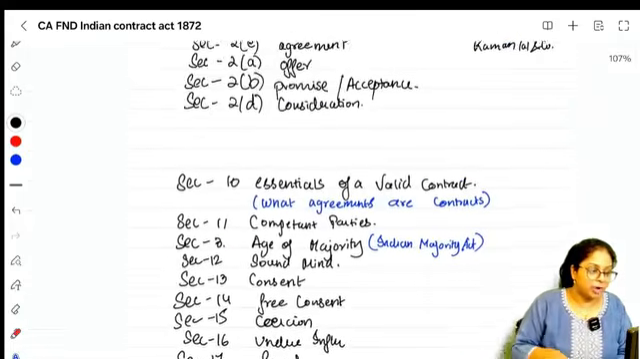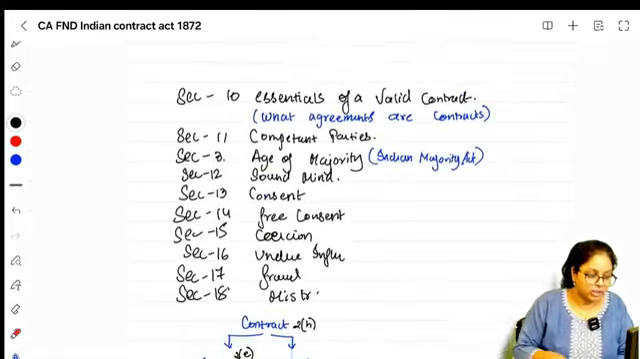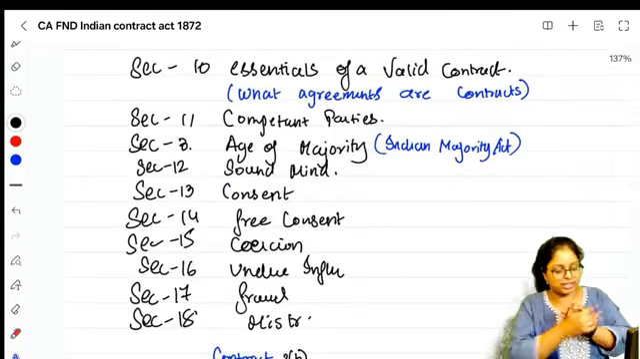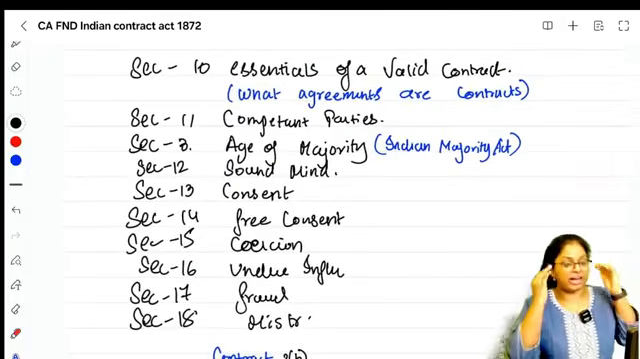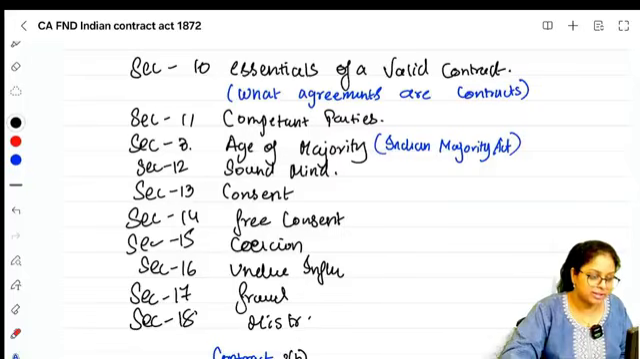Are you able to remember all the sections? Take a photo of this, not in phone, take a photo in your memory. See all this.